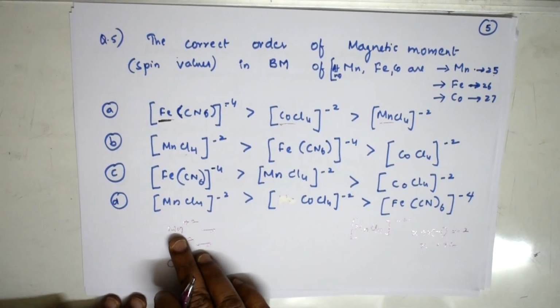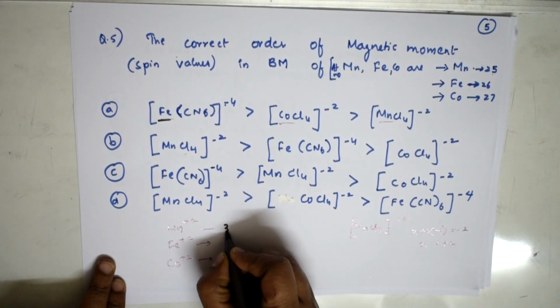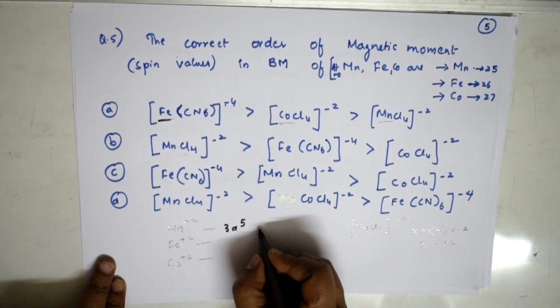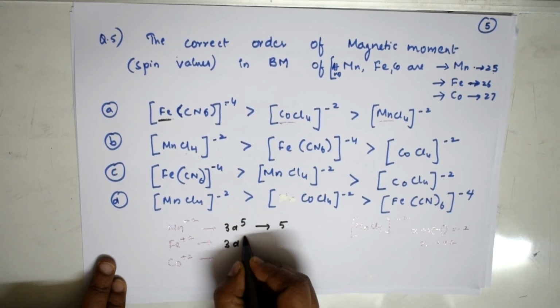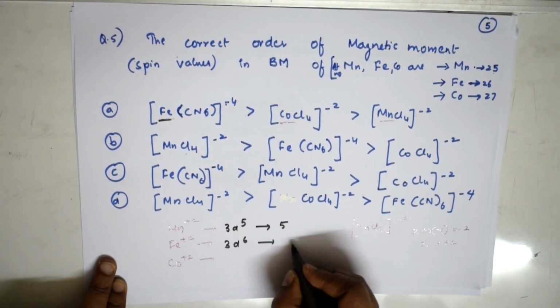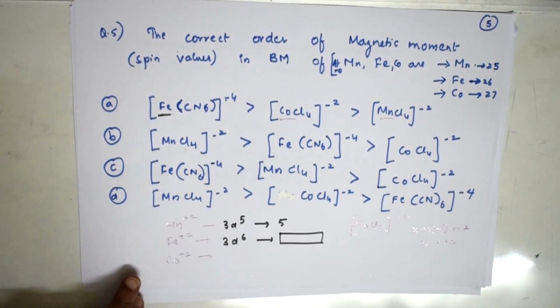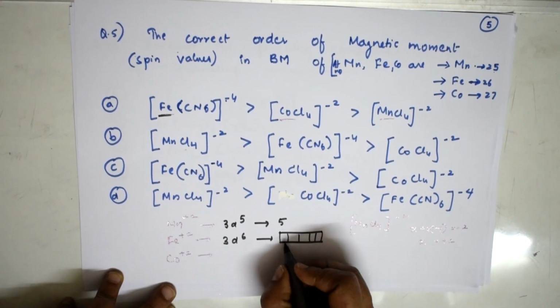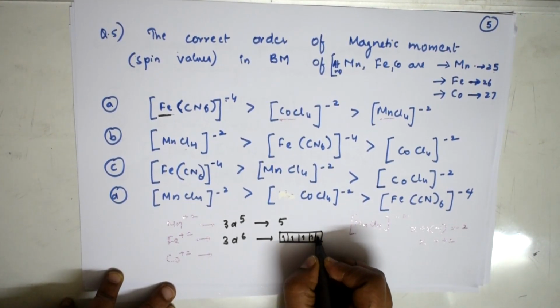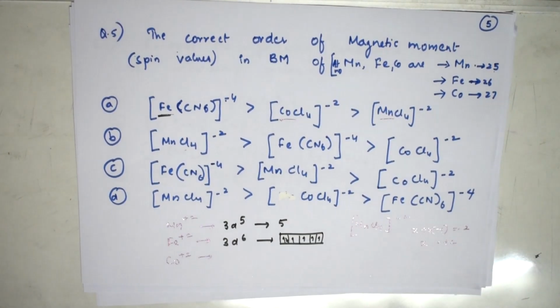Now here Mn plus 2, what is the stable configuration of Mn plus 2? It is nothing but 3d5. In 3d5, how many unpaired electrons are there? 5. In Fe plus 2, 3d6. How many unpaired electrons are there? If you distribute like this, 1, 2, 3, 4, 5, okay, 3d6. So this is 6.